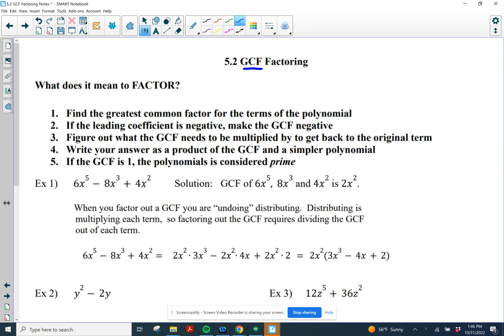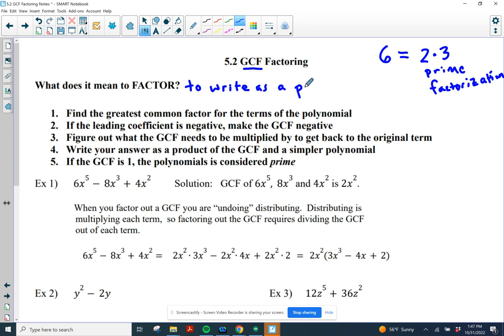We use that word factor a lot in math. To factor something means to write it as a product. For instance, if I told you I wanted you to take the number 6 and write it as a product of primes, I would have 6 equals 2 times 3. What we have done is we have written the prime factorization of 6. So we see that word factor all the time in math. The prime factorization of 6 is 2 times 3. So to factor really means to write something as a product, as a multiplication.